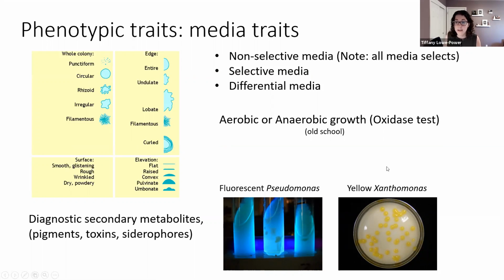A really convenient one, Xanthomonas are almost always yellow to orange colored. So those are a little bit easier to pick out. Like if you see disease that looks like Xanthomonas, you plate it out and you see a lot of yellow colonies, it's probably the Xanthomonas disease.